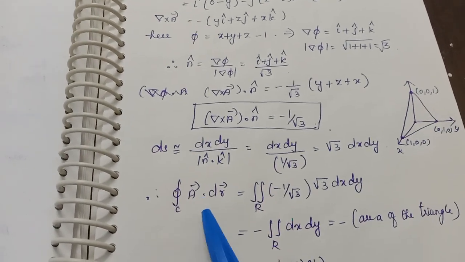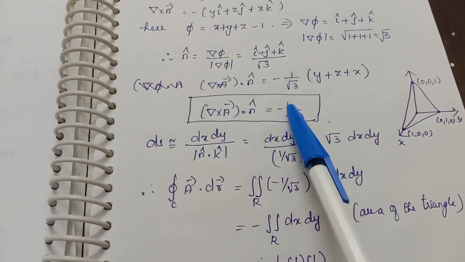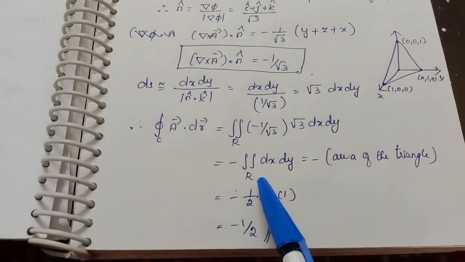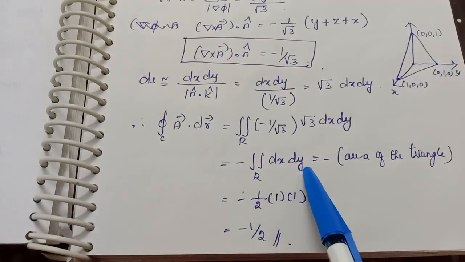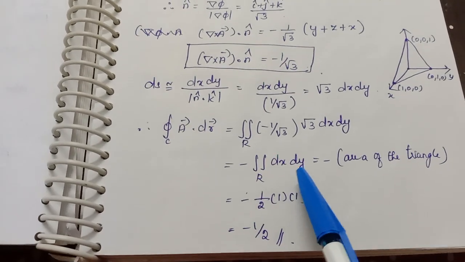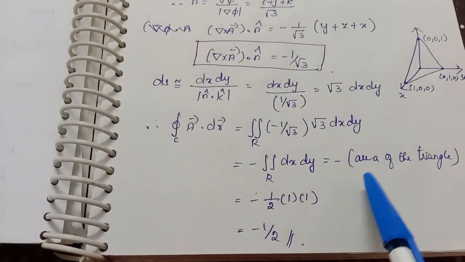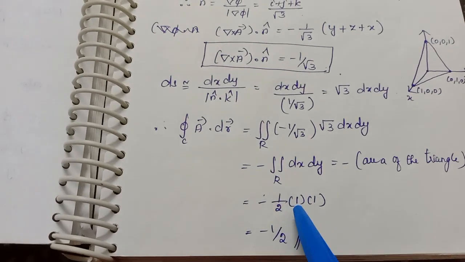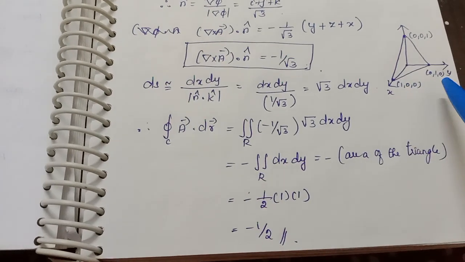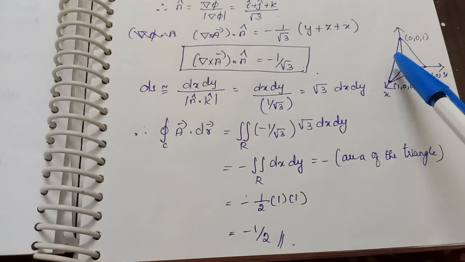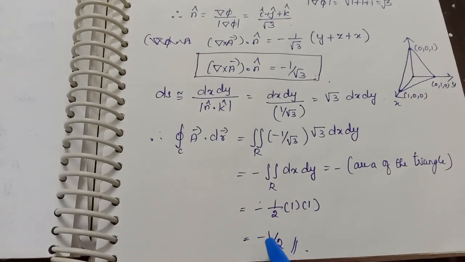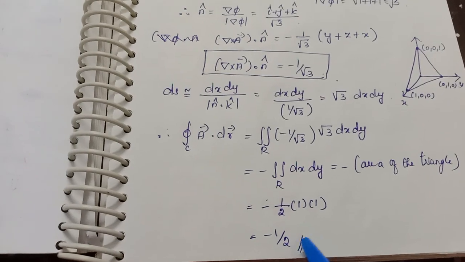So integral over C of A dot dr is equal to double integral over R of minus 1 by root 3 into root 3 dx dy. Root 3 gets cancelled. So minus double integral over R of dx dy. When you have dx dy alone, it represents the area of the given surface. So this is a triangle, and the area of the triangle is half into base into height. Here this is a triangle with vertices 1 0 0, 0 1 0, 0 0 1, so base is 1 and height is also 1 unit. So it's half into 1 into 1. So what's the final answer? Minus half. That's all. Thank you.